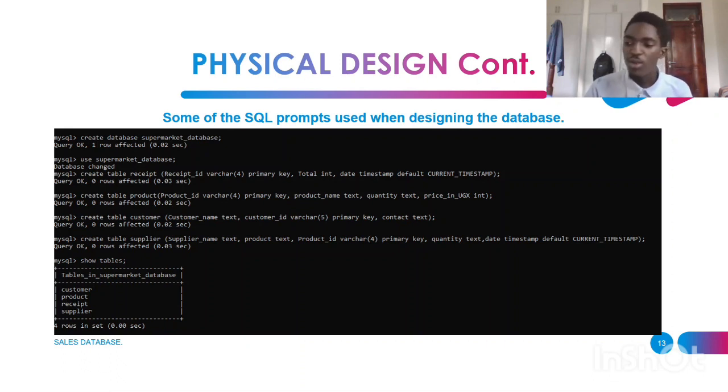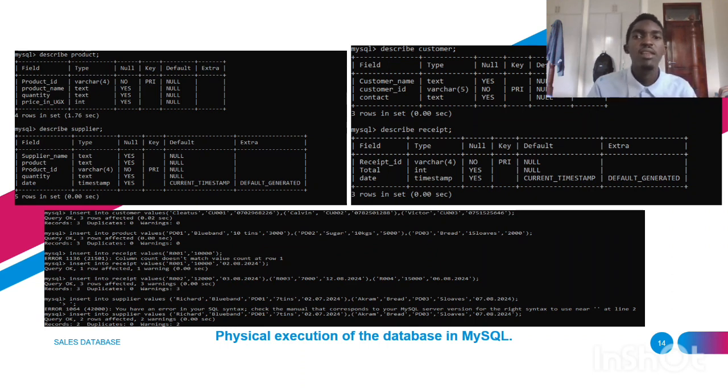The physical design I also have. With the physical design, I have here an example of MySQL, the different prompts that I used when I was designing. As you can see here, we created the database of the supermarket, and then after creating it, we called it where we used it, and then we created the different tables, just as you can see clearly there. This is a description of the different tables that I've just been explaining to you earlier. This is just how it would look in my SQL server.